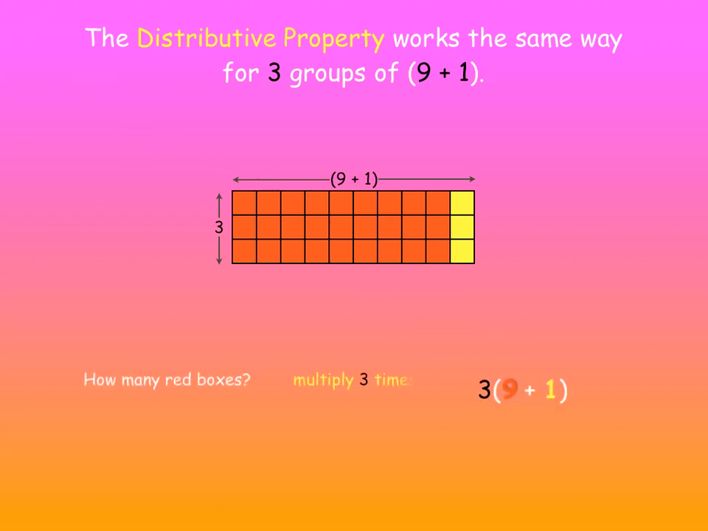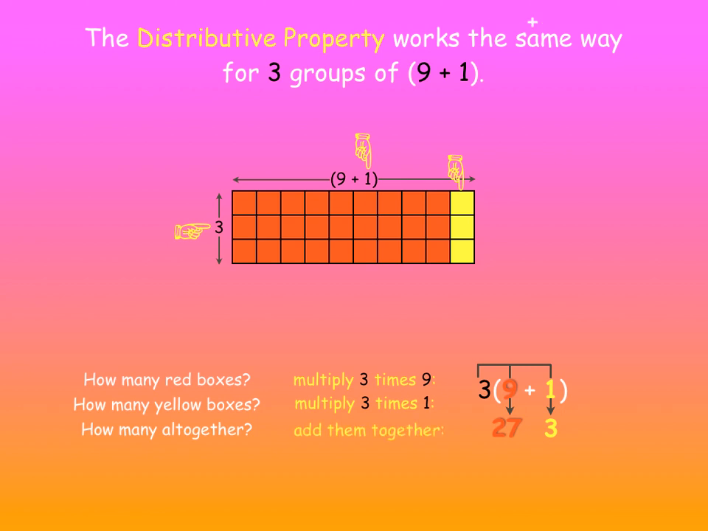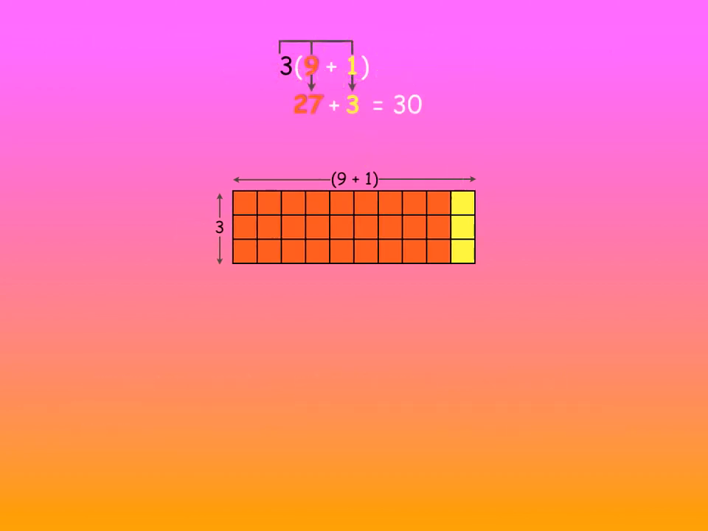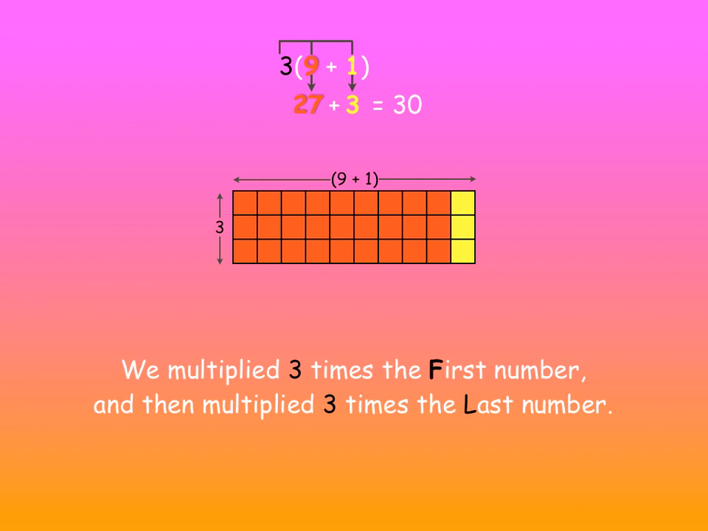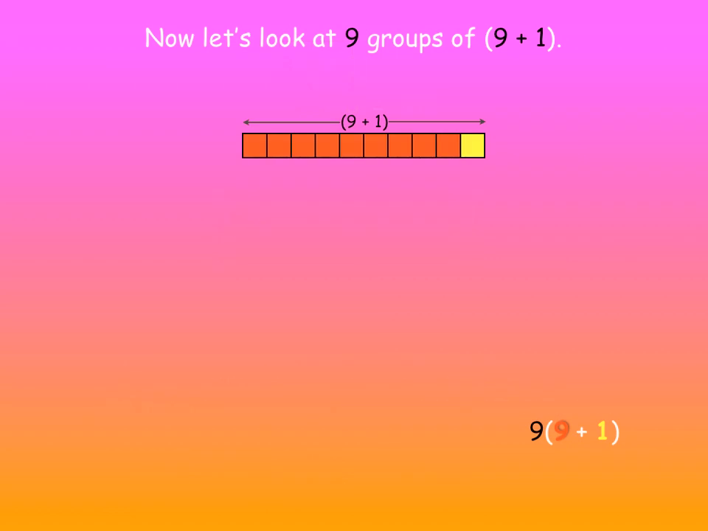How many red boxes? Multiply 3 times 9, 27. How many yellow boxes? Multiply 3 times 1, that's 3. How many altogether? Add them. 27 plus 3 more equals 30. Here's what we did. We multiplied 3 times the first number, and then multiplied 3 times the last number. Now, let's look at 9 groups of 9 plus 1. This will be a little different.